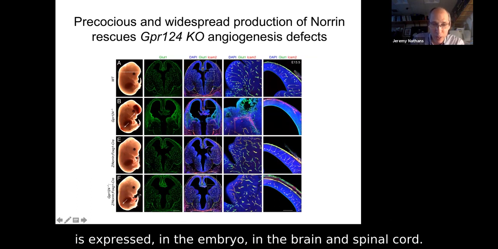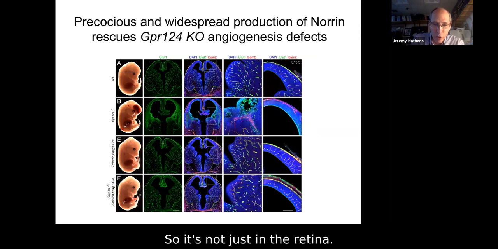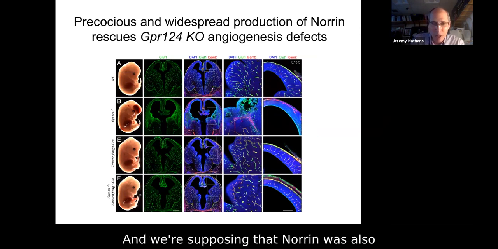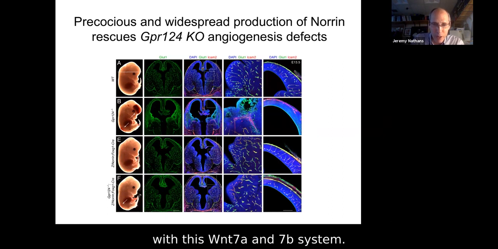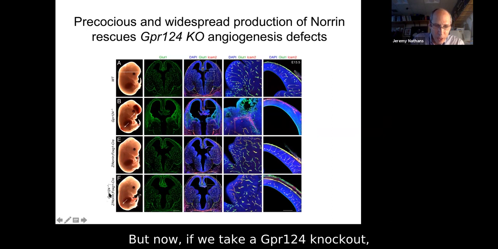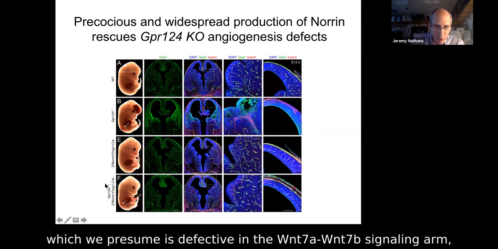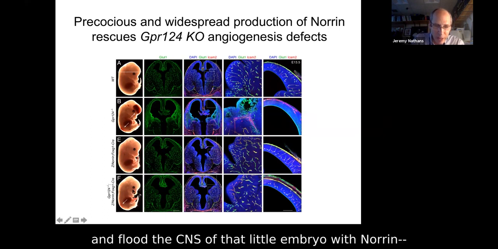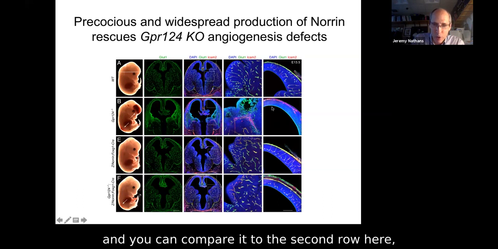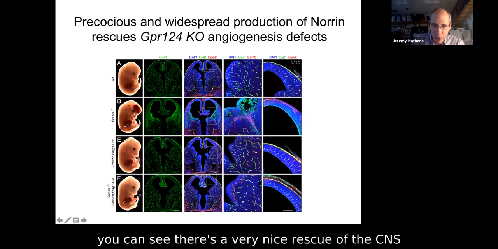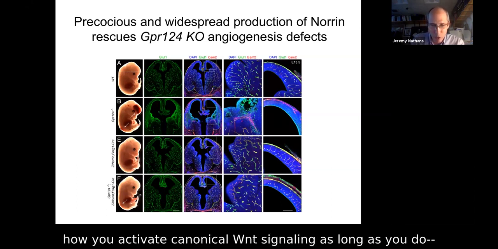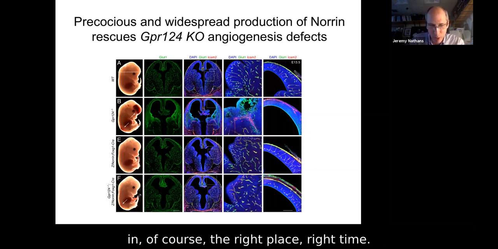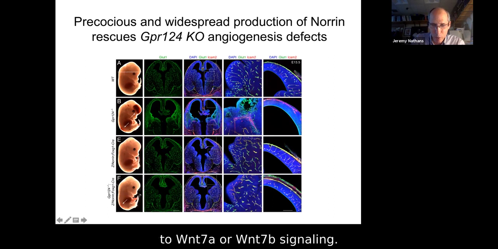And I should mention here, norrin is expressed in the embryo, in the brain and spinal cord. So it's not just in the retina. And we had noticed this and were supposing that norrin was also acting in the brain and spinal cord, but maybe not giving much of a phenotype because of redundancy with this WNT7A and 7B system. But now, if we take a GPR124 knockout, which we presume is defective in the WNT7A, WNT7B signaling arm, and flood the CNS of that little embryo with norrin, and you can compare it to the second row here, which is the knockout alone, you can see there's a very nice rescue of the CNS vascularization defect. That is, it doesn't really matter how you activate canonical WNT signaling, as long as you do, in of course, the right place at the right time, in this case, vascular endothelial cells in the embryo. But they will work just fine if they're activated by norrin signaling as opposed to WNT7A or WNT7B signaling.